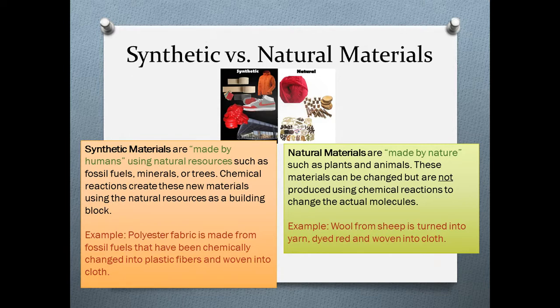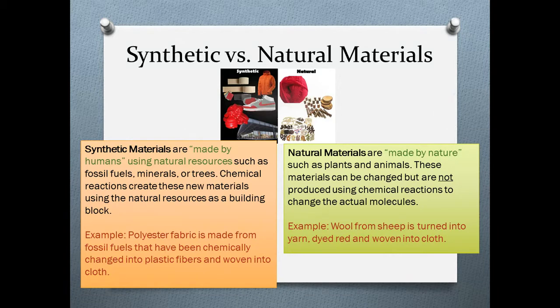Synthetic materials are made by humans using natural resources such as fossil fuels, minerals, or trees. So they could be renewable or non-renewable. Usually chemical reactions need to happen to create these new materials using the natural resources as a building block. Those natural resources are the ingredients and a chemical reaction takes place, to produce something new and interesting. For example, polyester fabric, that kind of stretchy fabric, is made from fossil fuels that have been chemically changed into plastic fibers and woven into cloth.